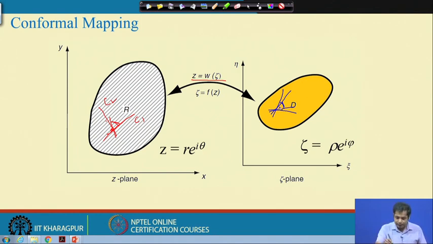Now, this is the z plane, where z is expressed as z equals r e to the power i theta, and zeta equals rho e to the power i phi. Please note that, because when we write the formulation in terms of this conformal mapping, we will be using these notations. So, rho and phi are in the zeta plane, and the corresponding ones in the z plane are r and theta.